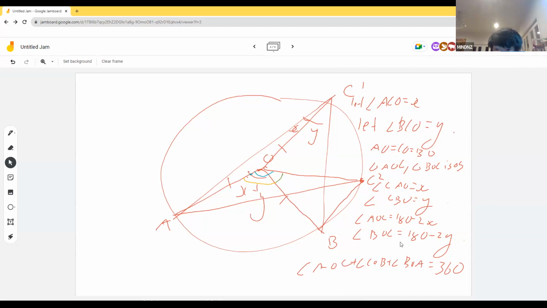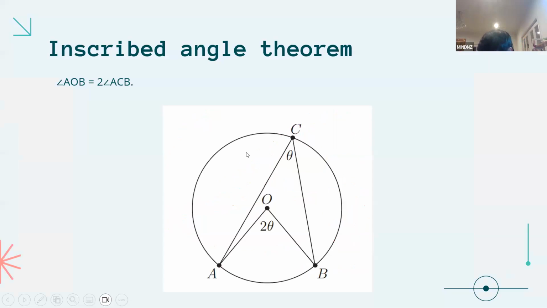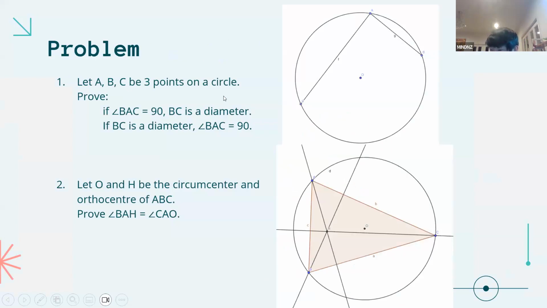We'll go back to the PowerPoint. By the way, the name of this theorem is the inscribed angle theorem, I think. I'm not sure. I don't learn names. Yeah, just if you want to know. Okay, and now we have two problems.